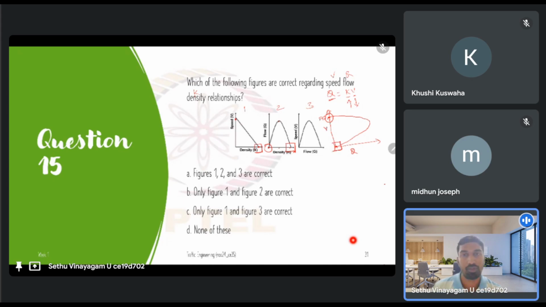So two speeds are possible for a given value of flow, right? That relationship is given by this kind of figure 3 prime, okay? So this is the true relationship between the speed and flow. Two speed values are possible for every flow value. One is in the free flow condition, which is the higher speed range. Another is at the congested condition, which is the lower speed range, right? So therefore, this is the right one. So only figures 1 and 2 are correct. Figure 3 is incorrect. Okay, so therefore the right answer is option B.